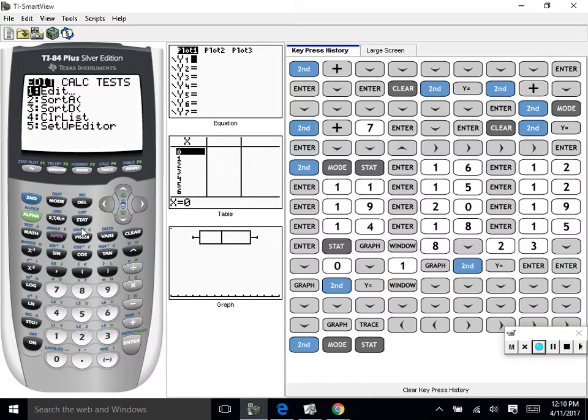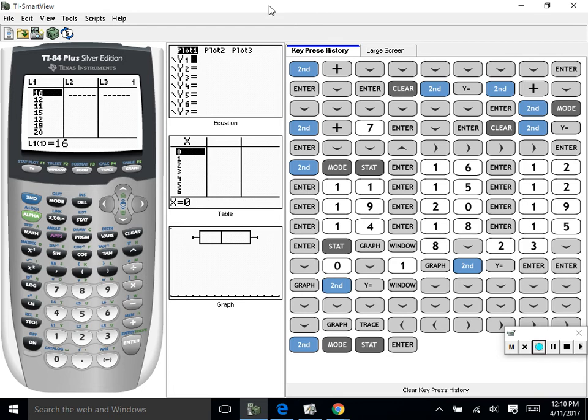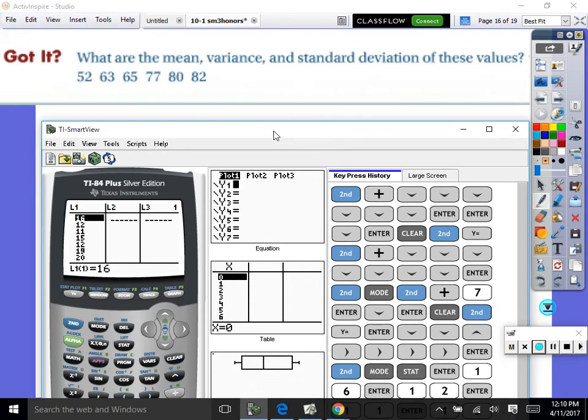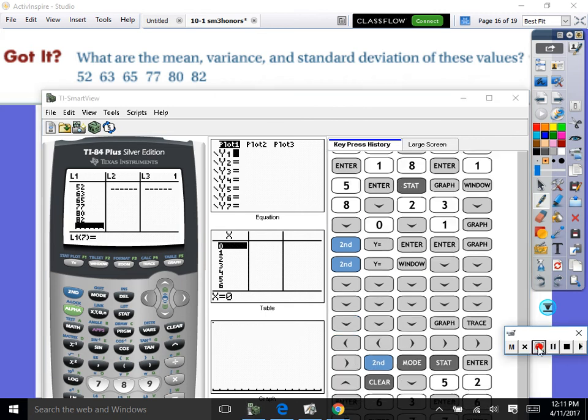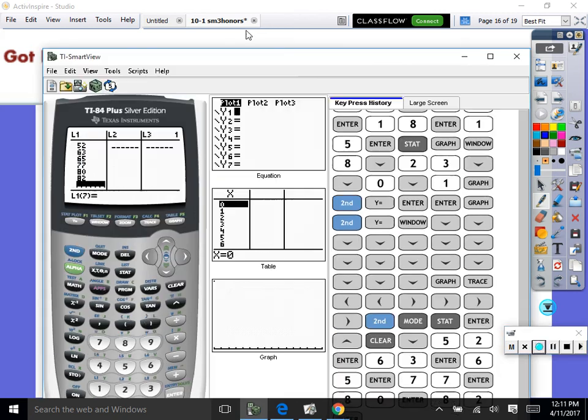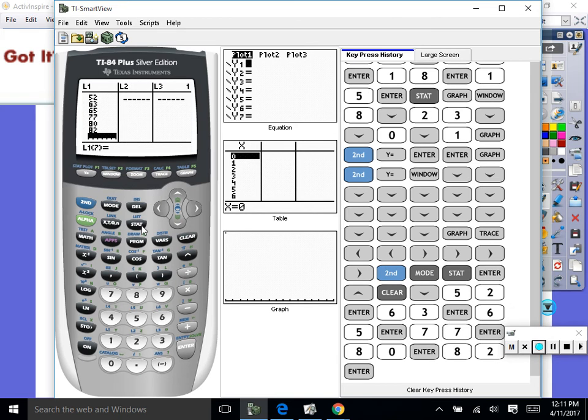Go to Stat and Edit. In list 1, type in those values. So I'm going to scroll down so you can type those in. In list 1, type in 52, 63, 65, 77, 80, and 82. So now that we have those typed into list 1, you're going to hit the Stat key again, and you're going to go over to Calculate.